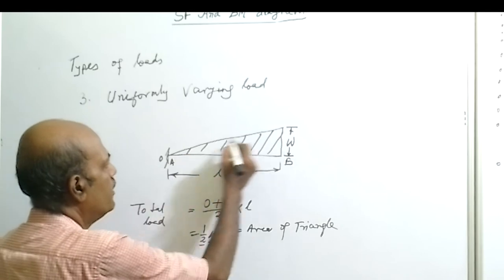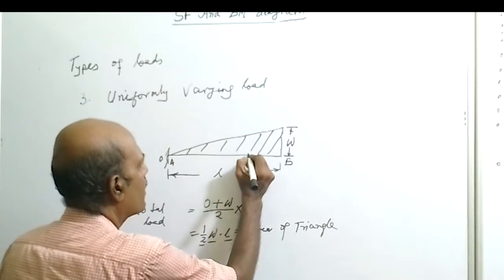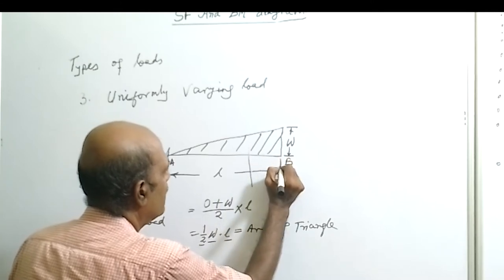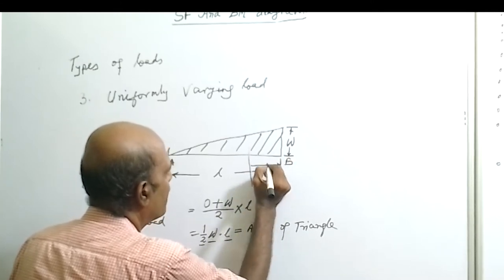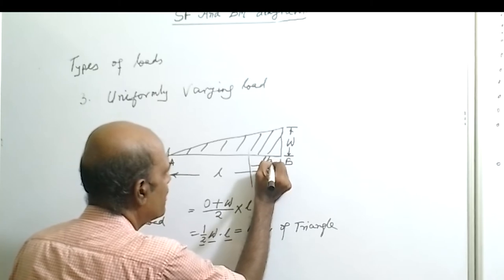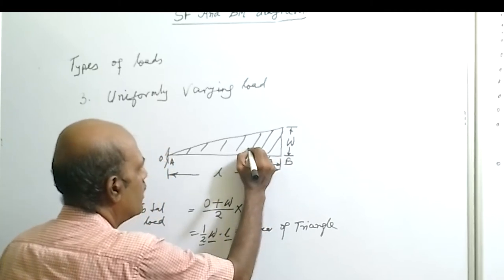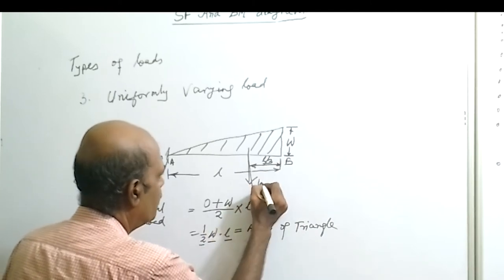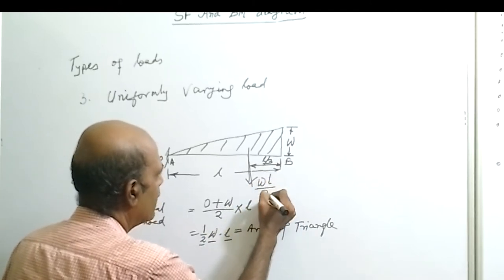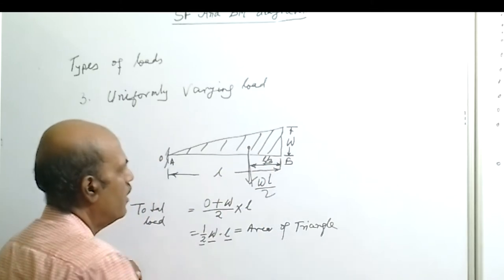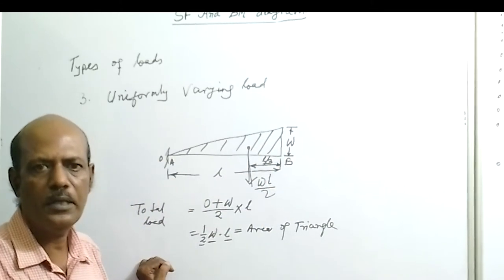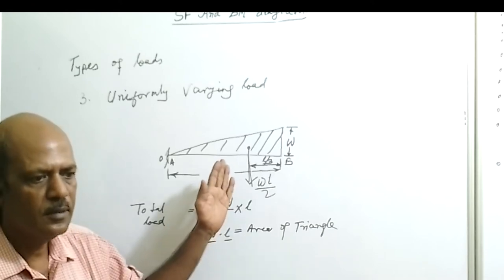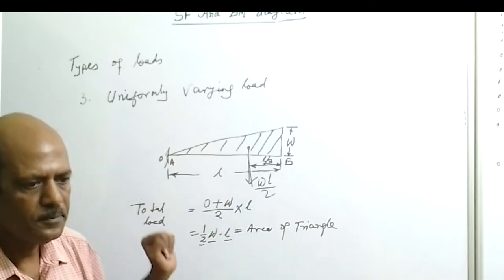And we should know the center of gravity of the load. For this triangle, we know the center of gravity will be located here at a distance L by 3 from the free end. So the whole load, that is WL by 2, acts through this point at a distance L by 3 from the free end for this kind of loading.